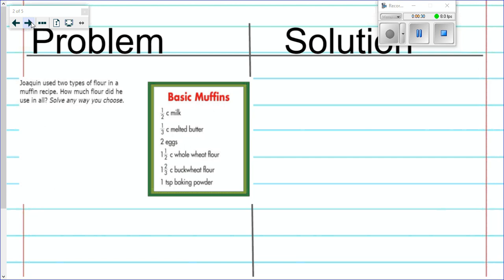For our problem today, it says Joaquin used 2 types of flour in a muffin recipe. How much flour did he use in all? Solve any way you choose. Well, again, we're going to start with our problem-solving structure when we're looking at a word problem using cubes.